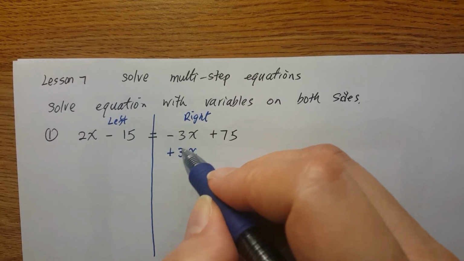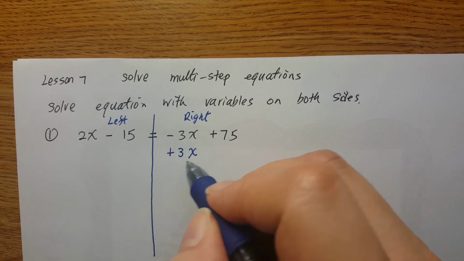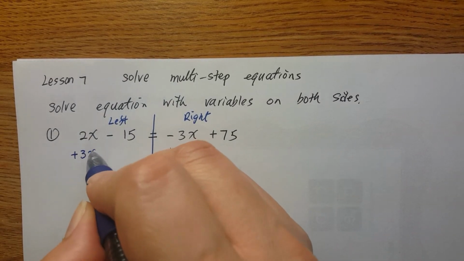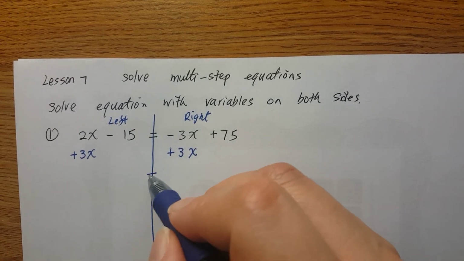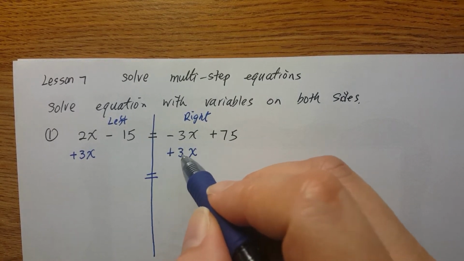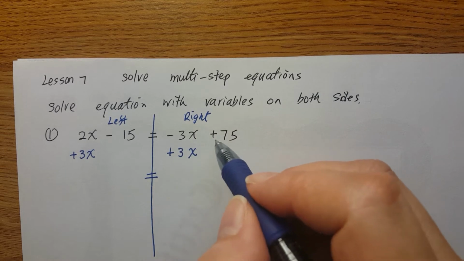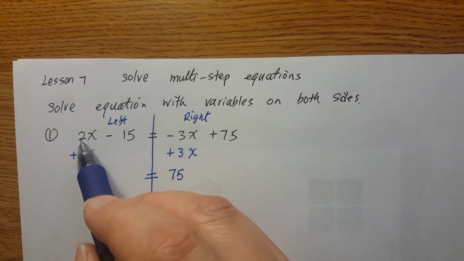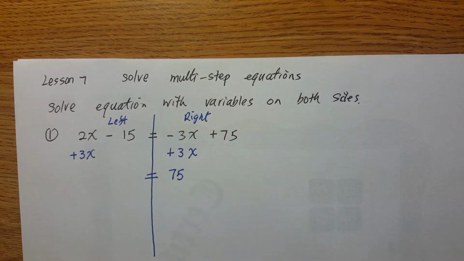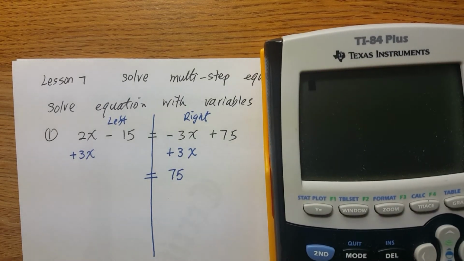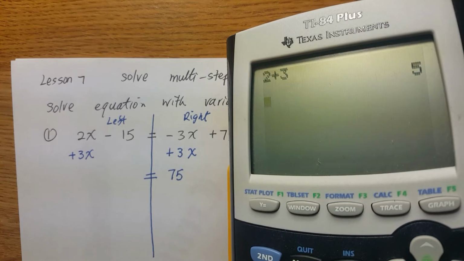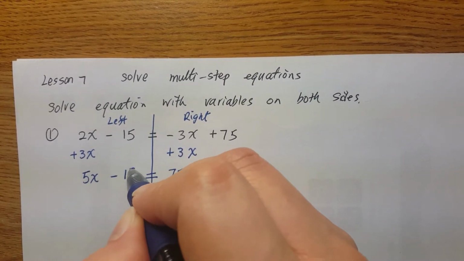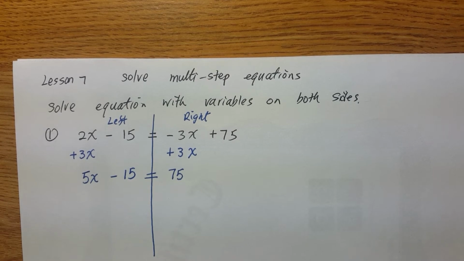Because negative 3x plus 3x disappears, it becomes 0. Now to balance, we do plus 3x on the left also. Negative 3x plus 3x becomes 0, it's gone, so we have 75 left over. We go back to the left, 2x plus 3x. You can use a calculator: 2 plus 3 equals 5. So we have 5x minus 15 equals 75.